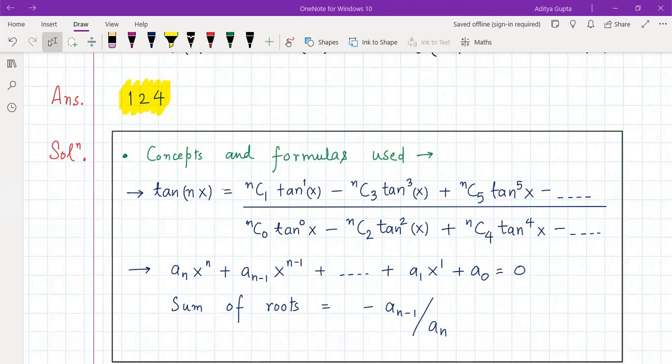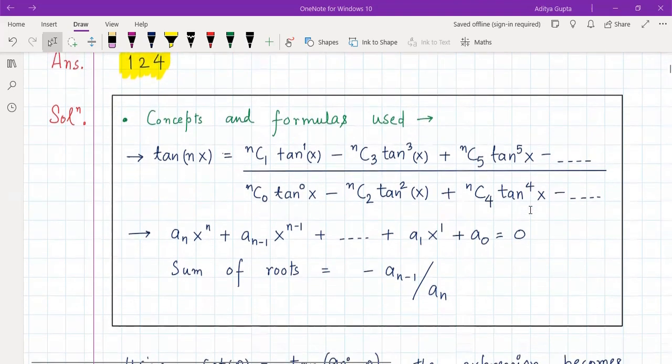And similarly in the denominator, the pattern we are able to observe is that in the numerator 1, 3, 5 are the powers. Then in the denominator, the powers are even powers, which are 0, 2, 4, and so on, right? So that's the formula we should remember. And moreover, for a polynomial equation, the sum of roots taken one at a time is obviously minus a(n-1) upon a(n). This is a very basic fact that we also learn in class 10th.